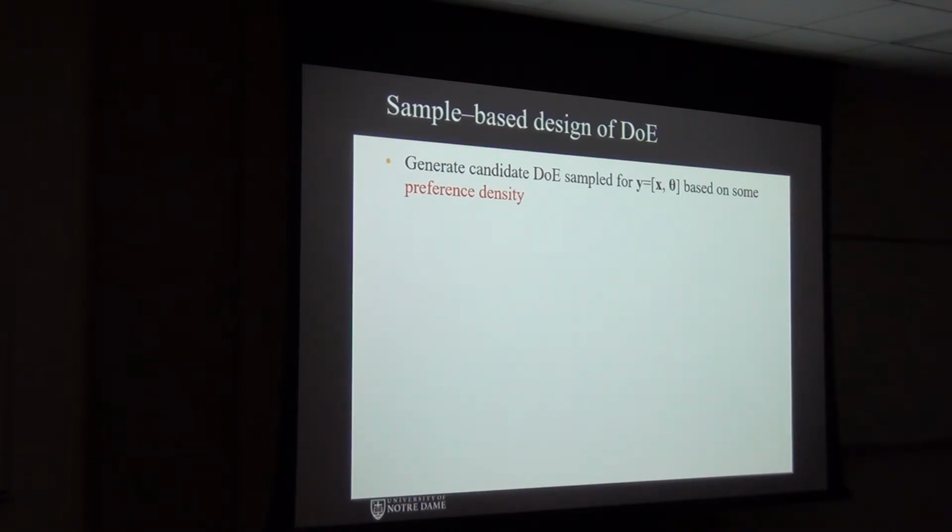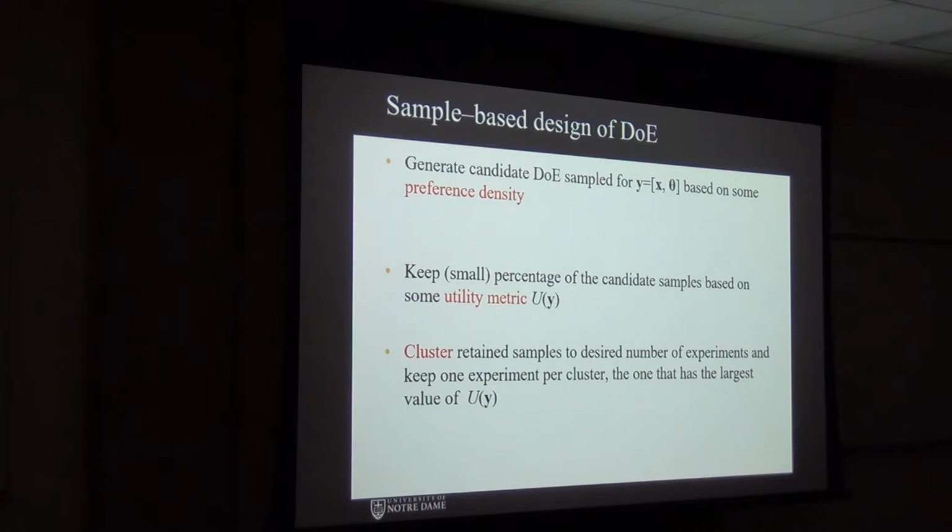Now, the other thing that we need to address is how you go from one iteration to the next one, how you're going to select your new experiments. So I'm going to use my sample-based design of experiments, which I already talked about. We're going to get some samples based on some preference density. We're going to keep some of these samples based on some utility metric, and then I'm going to cluster them to the exact number of samples that I want. So let's say that I want to add 200 more experiments. I might start with 1 million here, bring it down to 500,000 here, then cluster them to the 200 that I really wanted to add into the next stage.